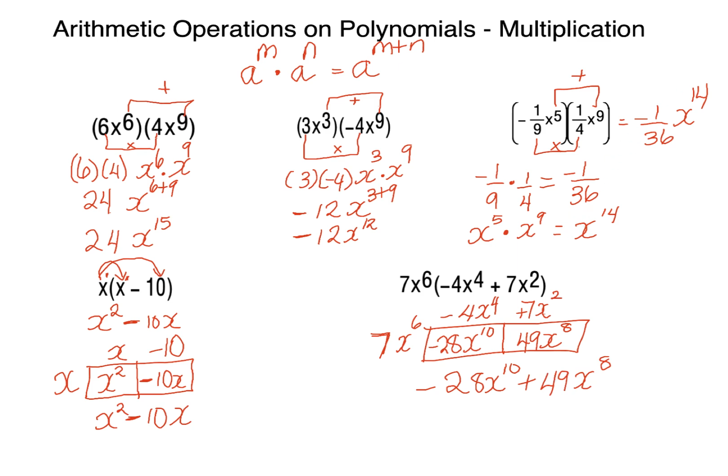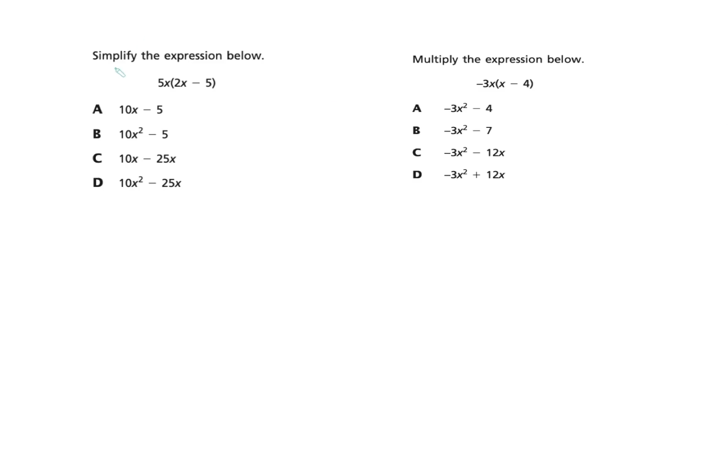So let's look at some questions. Simplify the expression below. 5x times 2x minus 5. So this looks like what we did previously, but we have multiple choice answers. So again, I set up my box. I divide it in 2 because this has 2 terms. So 5x, and up here I have the 2x and the minus 5. 5x times 2x is 10x squared.